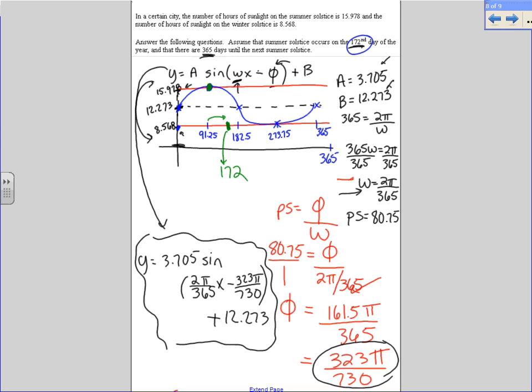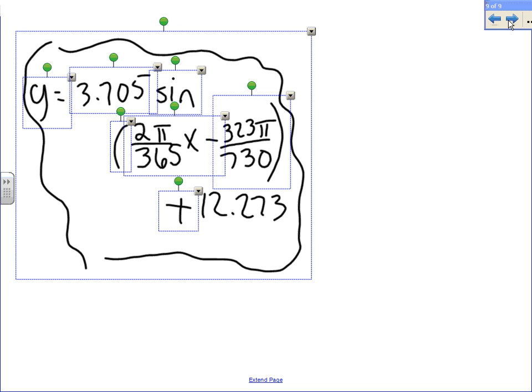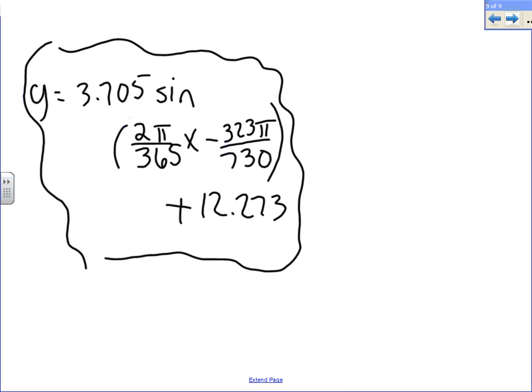So let me copy this, and we'll go to another slide here. Okay, so there's our equation. Let me actually fix it up a little bit here for us. Well, never mind, we'll just leave it like that. Now, the question will be something to this effect. They're going to ask you to predict the number of hours of sunlight on a particular day.